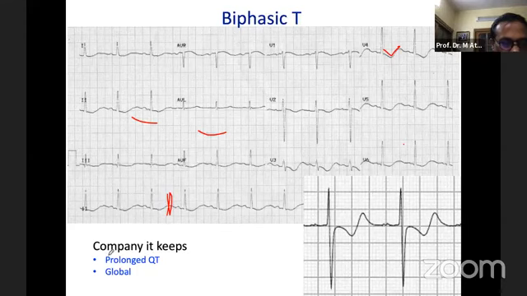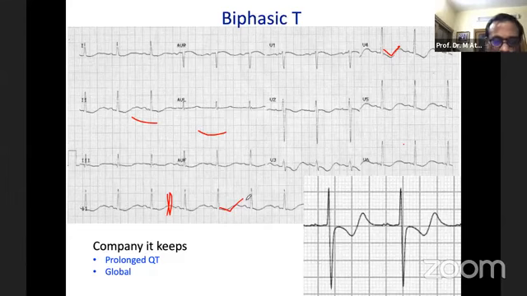So the company it keeps suggests this is due to hypokalemia, and the company it keeps also strongly suggests this can be due to hypokalemia. So hypokalemia is one of the causes of T inversion, and this is the characteristic of T inversion in case of hypokalemia. That is negative followed by positive, negative followed by positive, global, and prolonged QT interval as the company it keeps.